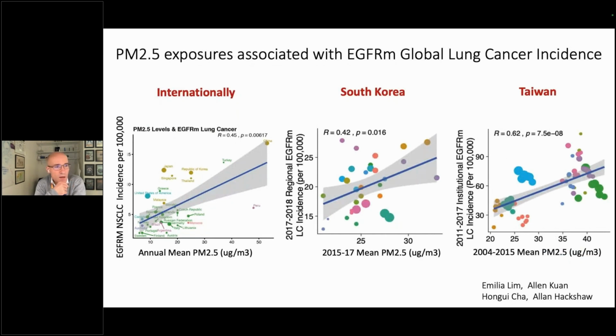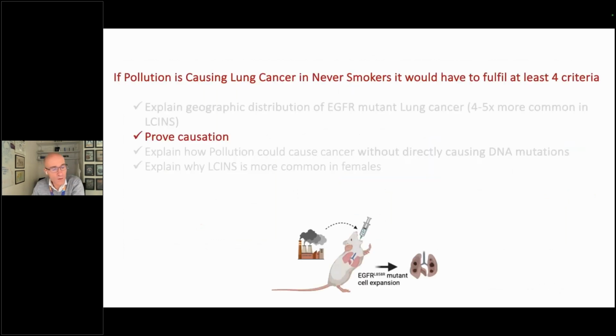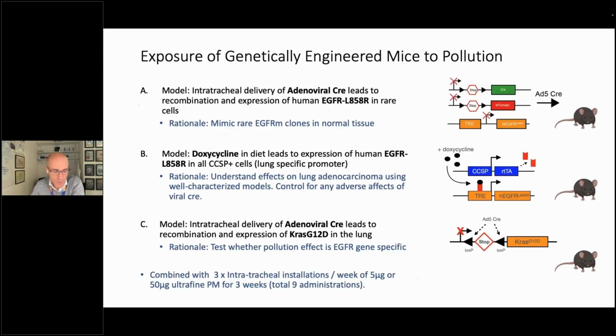We saw similar associations at high levels of PM2.5s in South Korea and Taiwan, again with similar risks. About for every 1 microgram per meter cube rise, we see about 1 extra case of EGFR mutant lung cancer. So we now need to prove causation, and to do that we have to rely on some specific and rather complex mouse models that I haven't got time to discuss with you today.